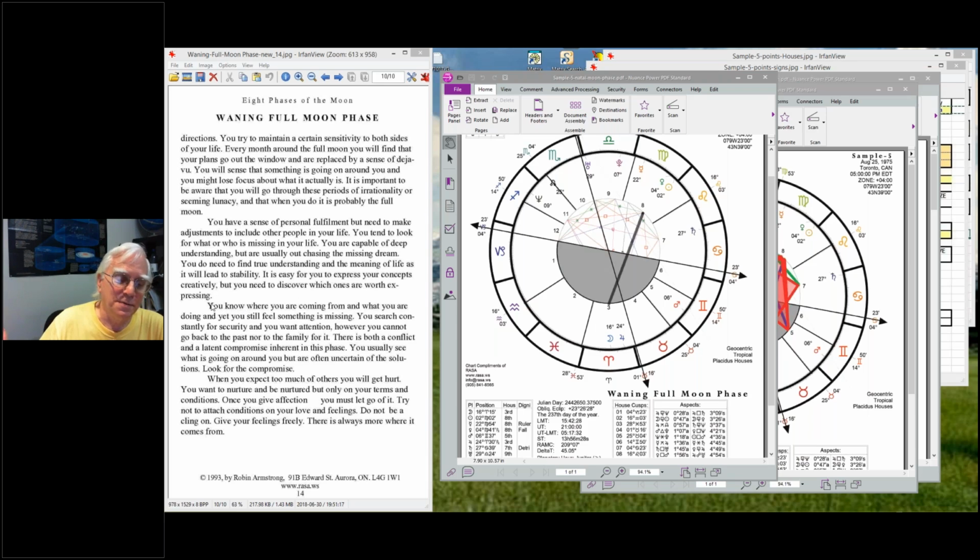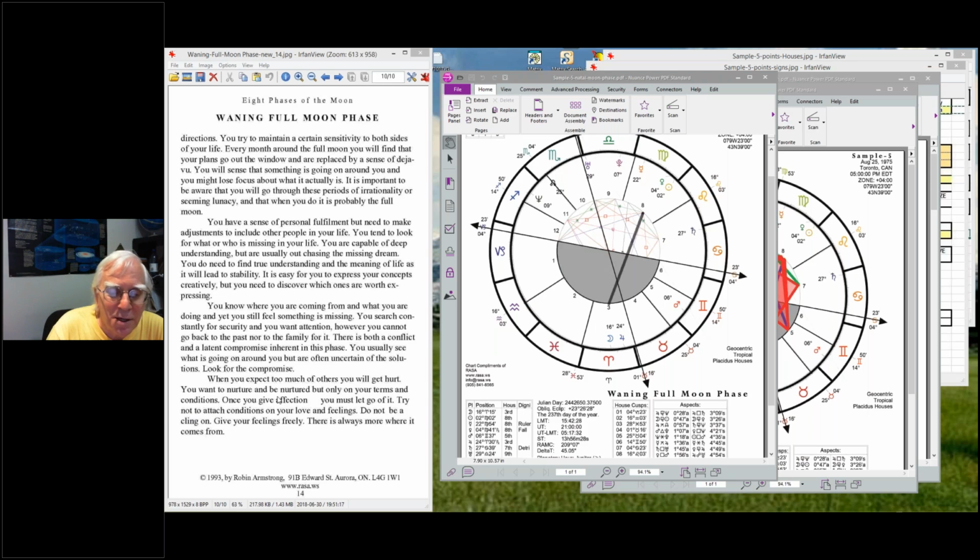In this case, you can feel the pattern type creates that, this one we'll go with this one. You know where you're coming from and what you were doing, and you still feel something is missing. You search constantly for security and you want attention. However, you cannot go back to the past nor to the family for it. So there's both a conflict and a latent compromise inherent in this phase. You usually see what is going on around you, but are often uncertain of the solutions. Look for the compromise. When you expect too much of others, you will get hurt, and you'll want to nurture. You want to nurture and be nurtured, but only on your terms and conditions.